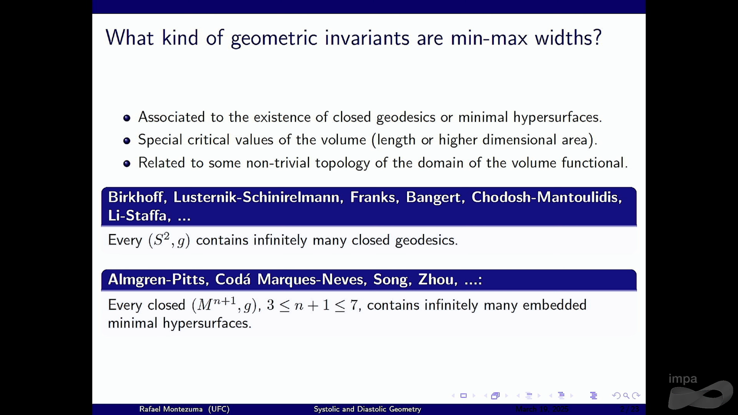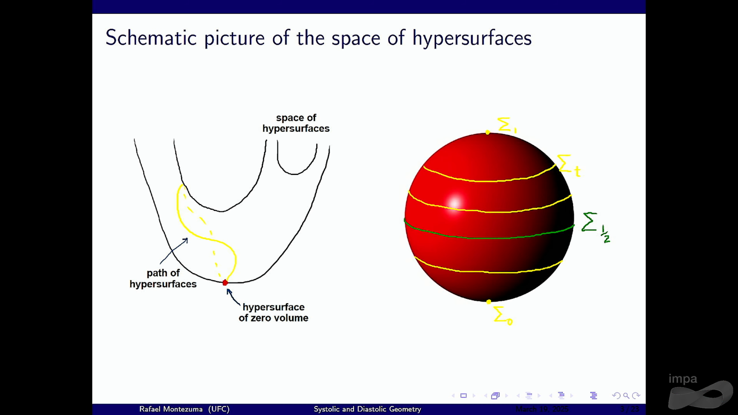And we also saw in other talks this week the analog in high dimensions. So this result says that every closed Riemannian manifold of dimension between 3 and 7 also has infinitely many embedded minimal hypersurfaces. So the theory is rich in examples, and we also saw a deep connection with the theory of eigenvalues of the Laplace operator. And I will come back to this in a second.